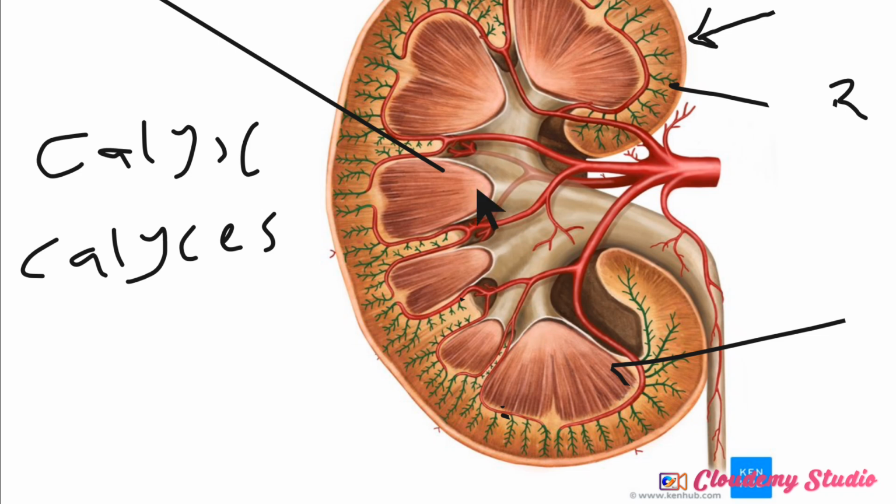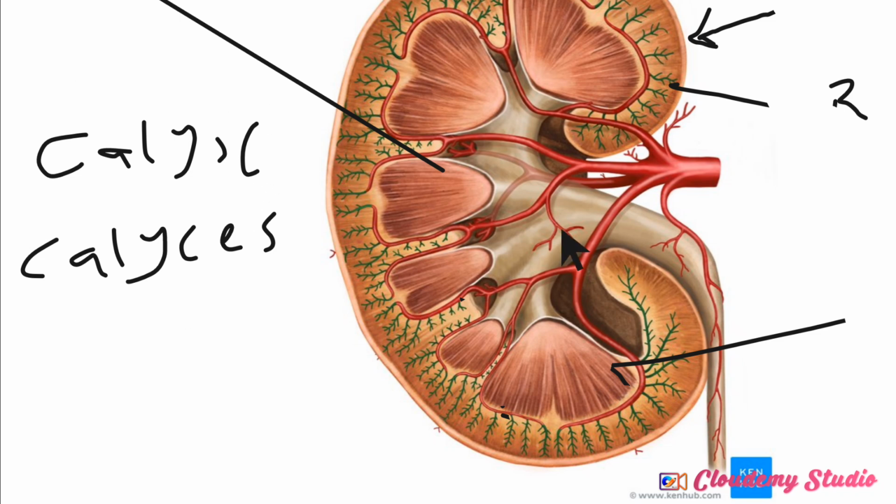So different calyces now come together. These are minor calyces. They call it minor calyx. You understand? This is minor calyx, minor calyx, minor calyx. They now all come together to form one major calyx. So many minor calyces come together to form one major calyx.